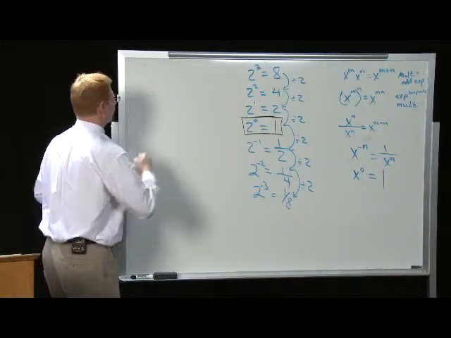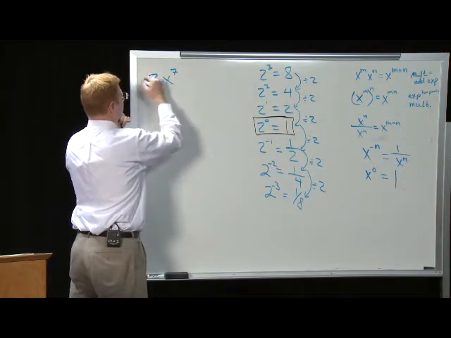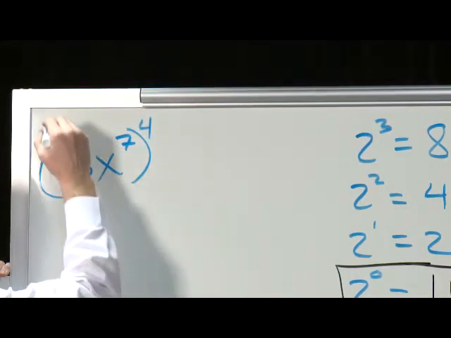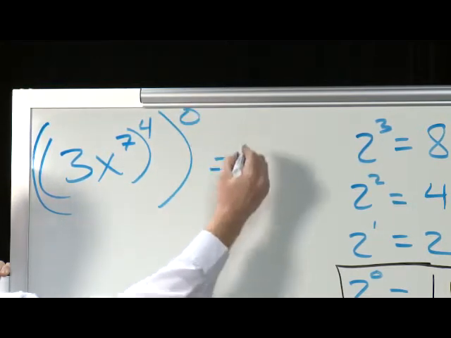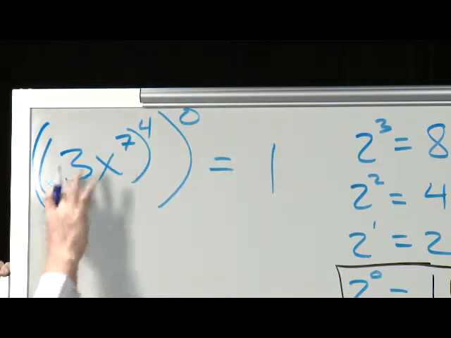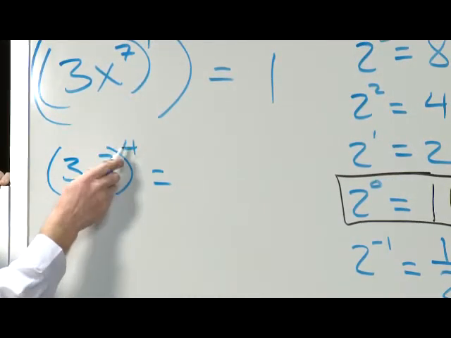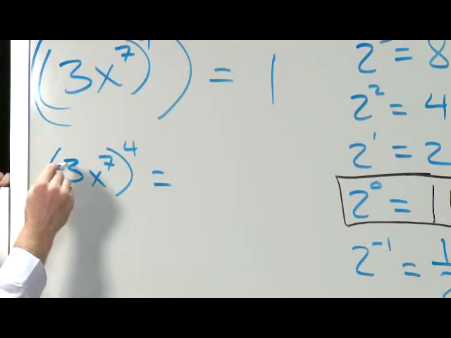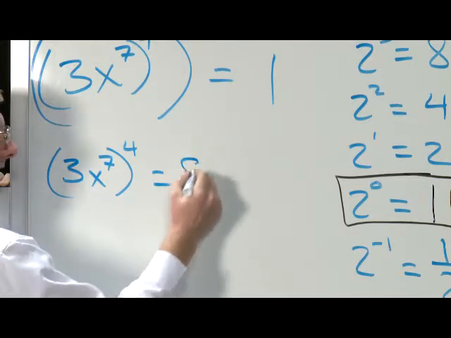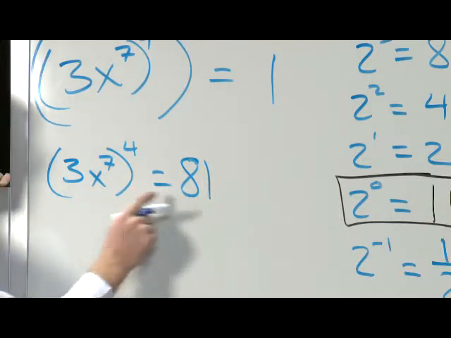So, I'm going to give you a really tough problem. 3x to the 7th, all to the 4th power, all to the 0th. Anything to the 0th power equals 1. Let's do some of these problems. Let's do that one without that 0 there. Now, it's saying everything in here is to the 4th power. So 3 to the 4th power. 3 times 3 times 3 times 3, you should get an 81. 3 times 3 is 9, times 3 is 27. 27 times 3 is where we get the 81.